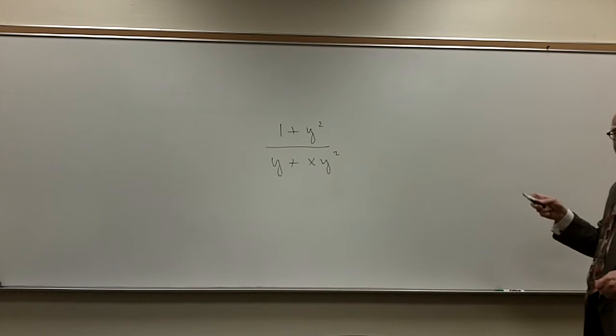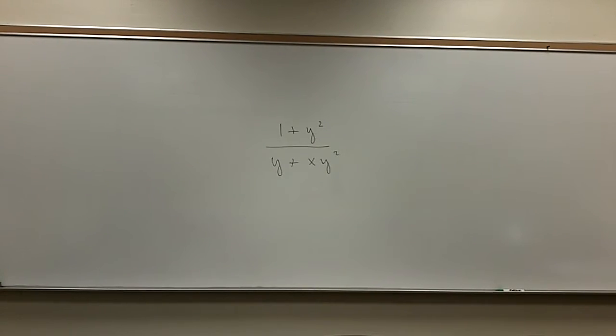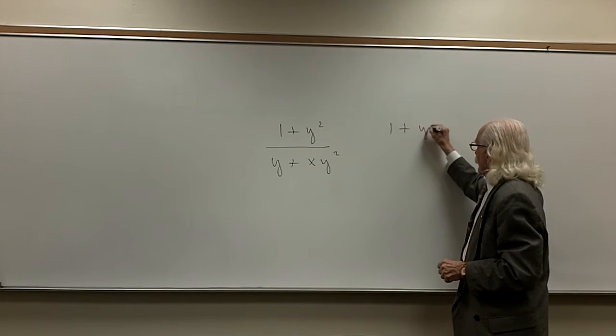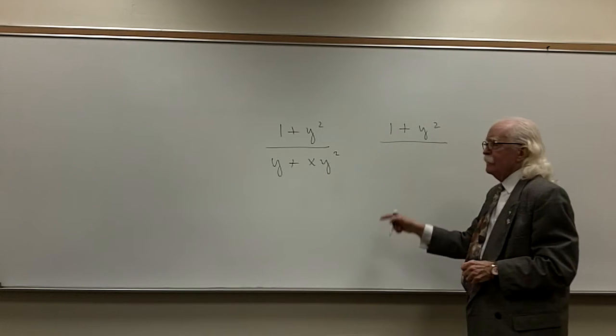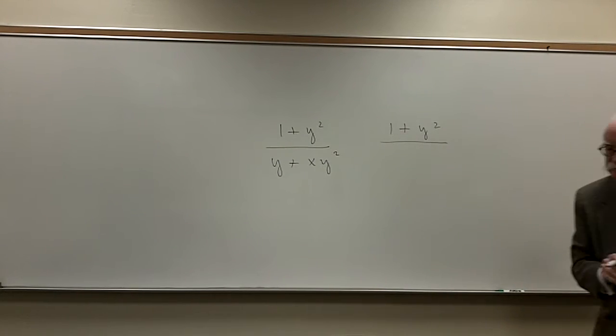Now, the top, you cannot factor the top. Why not? Because of the difference of two squares? It's the sum of two squares, and it's not factorable. So there's nothing at all you can do with the top. So this just stays like this. How about the bottom? Yeah, you can factor that. You can take out the y, right? Yeah, that makes sense.